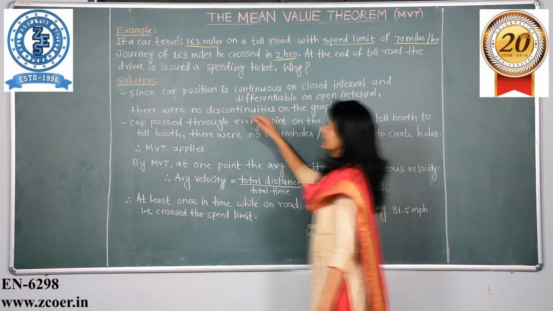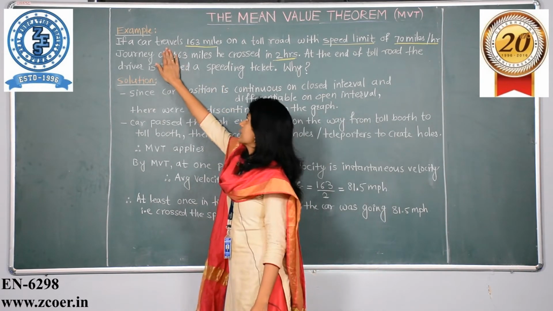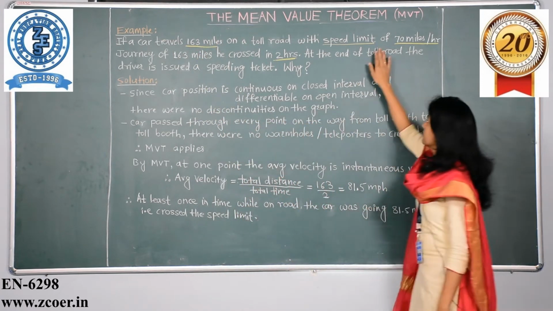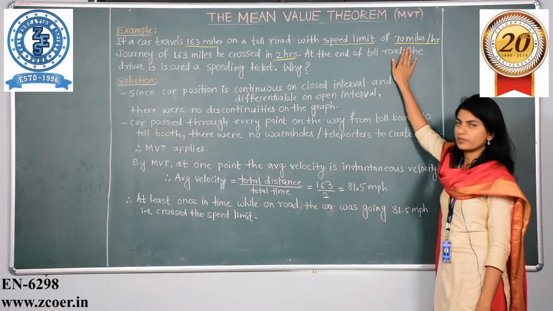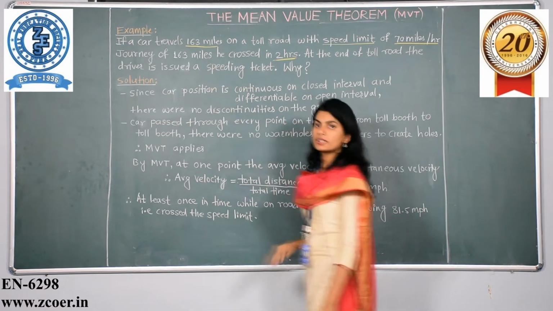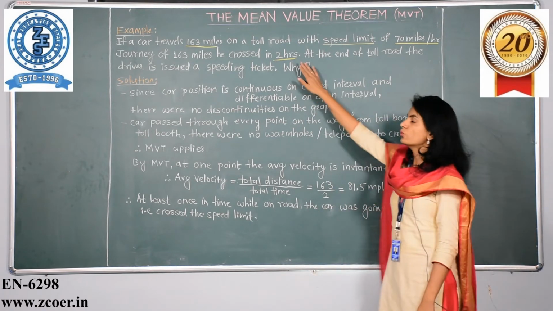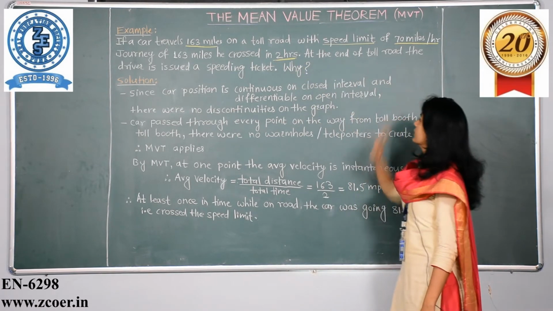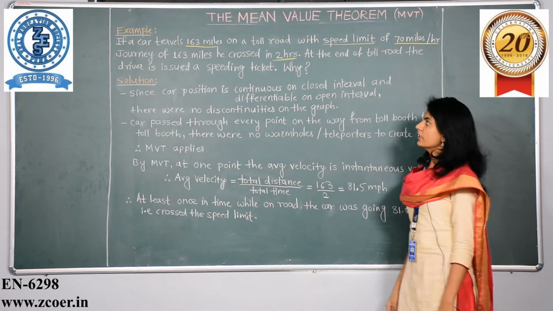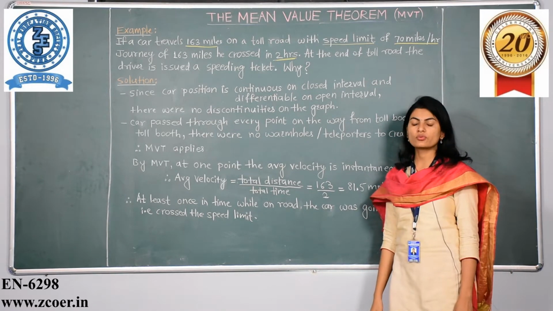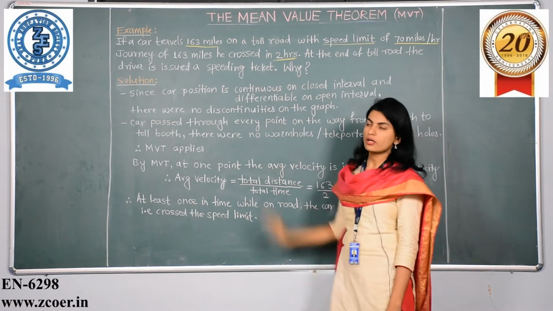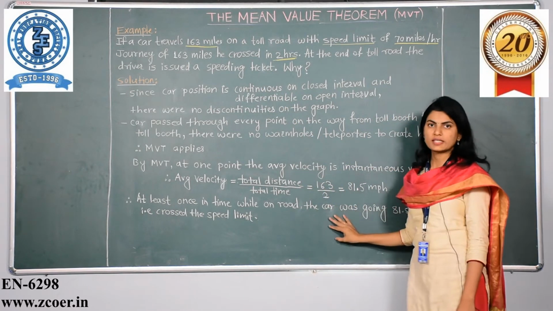In this example, there is a car and this car is travelling 163 miles on a toll road with the speed limit of 70 miles per hour. The car driver has covered the journey of 163 miles in 2 hours. At the end, on the toll road, the car driver is issued a speeding ticket. The question is why? Why has he been given a speeding ticket? So let us go for the solution of this example.